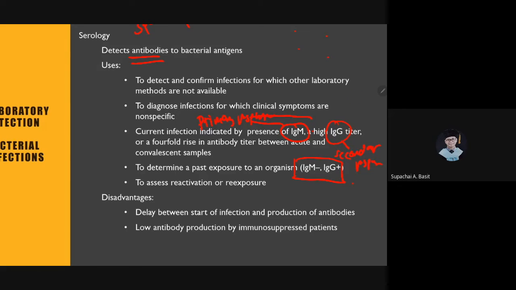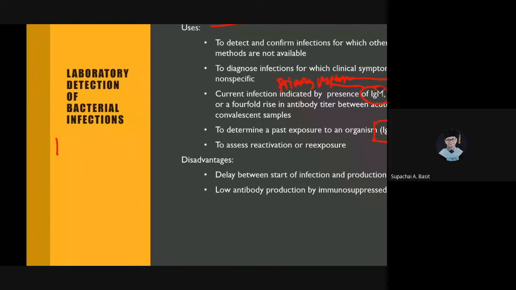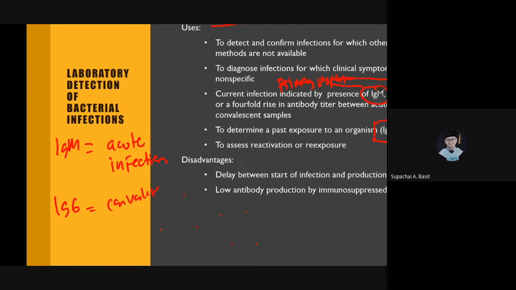So do not forget, in antibody testing, IgM is an indicator of acute infection. IgG is an indicator of the convalescent phase.